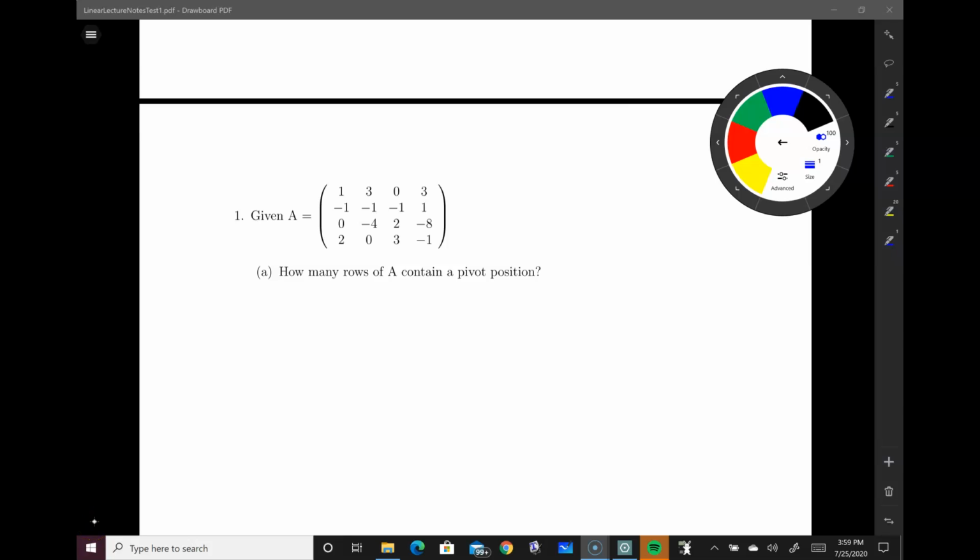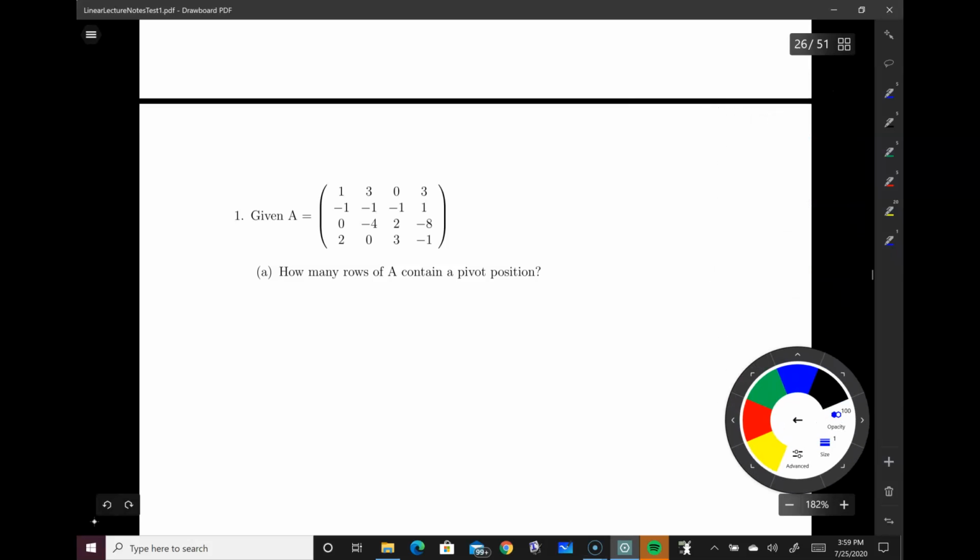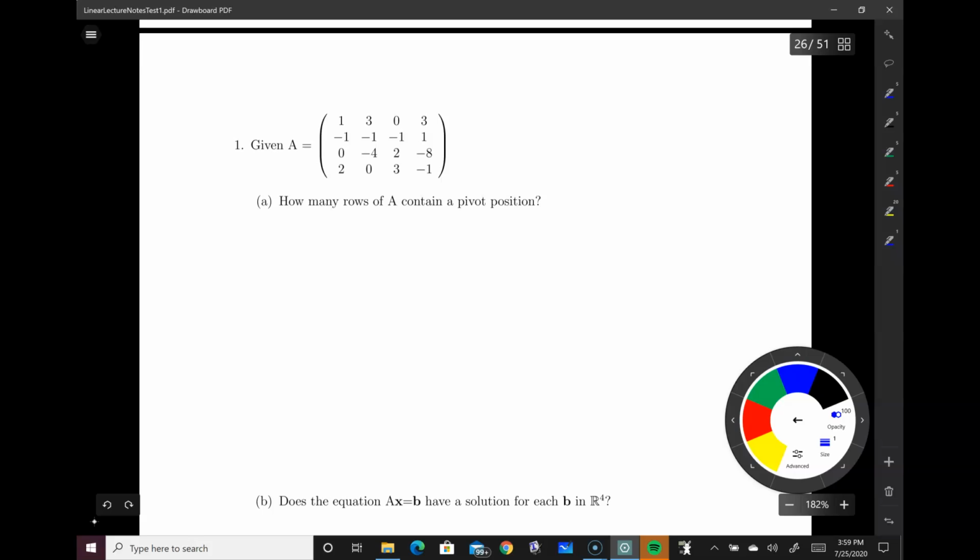All right, so here's our matrix A. So how many rows of A contain a pivot position? So we cannot look at the way it is now. We need to do elementary row operations so that we can find the pivot positions. So this one here is good. I want that, and I want zeros below it, right?